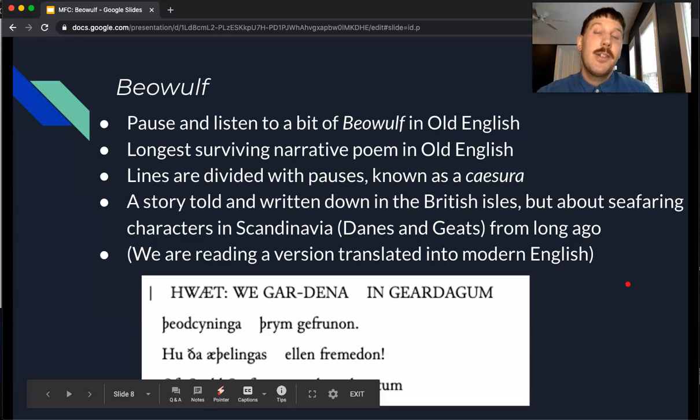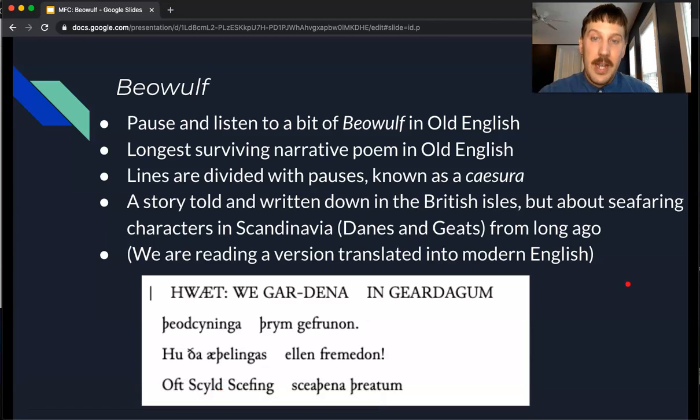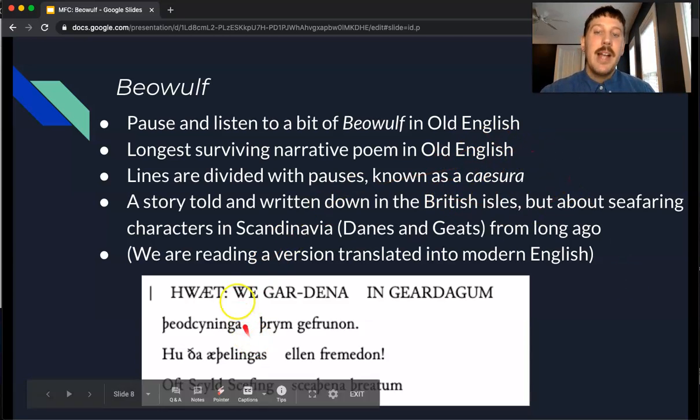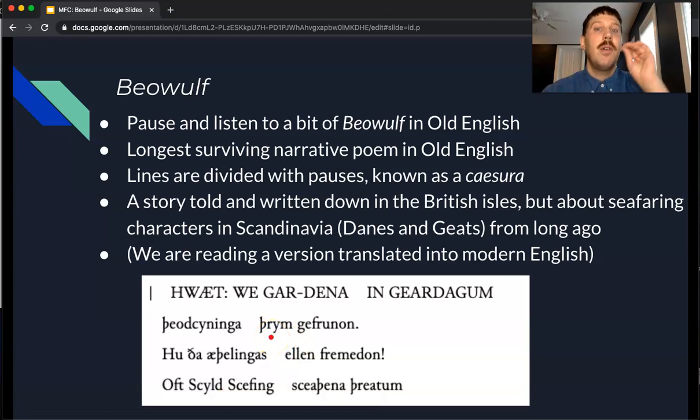Beowulf is the longest surviving narrative poem in Old English. And Old English also uses a certain structural device that we rarely use anymore, known as a caesura. Lines are divided with pauses. So if you're looking at the Old English original, you'll always notice this big space in the middle of the lines. It serves as a kind of verbal pausing point.